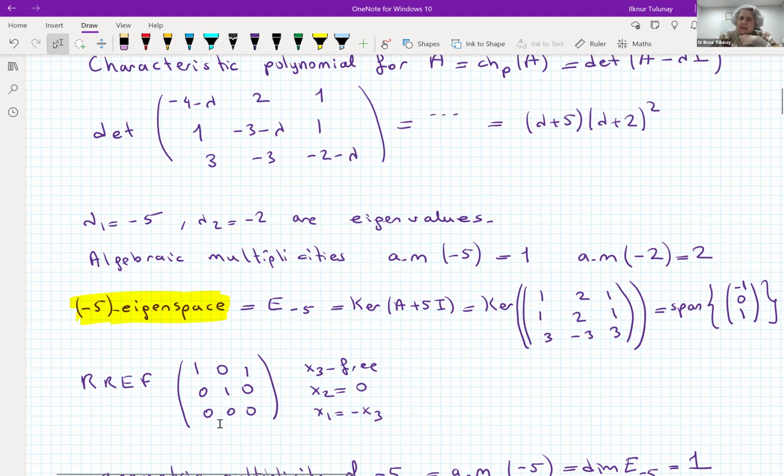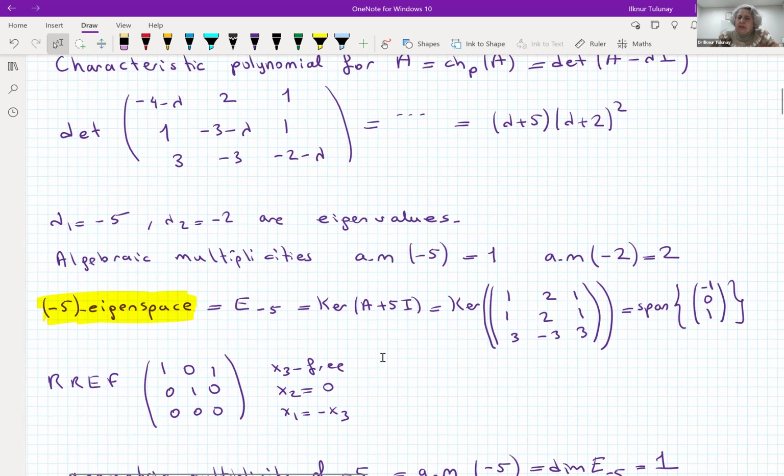So the last row tells us that x3 is free. This row tells us that x2 is equal to 0. The first row is x1 plus x3 is equal to 0. It means x1 is equal to minus x3. That gives us the basis element of this eigenspace. x2 is equal to 0. If you put x3 equal to 1, x1 will be minus 1. So minus 1, 0, 1 will be the basis of this eigenspace.